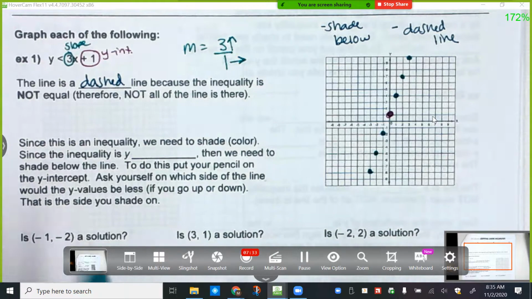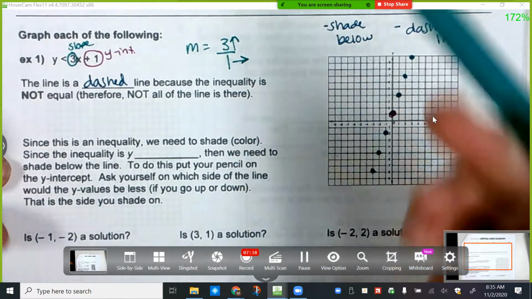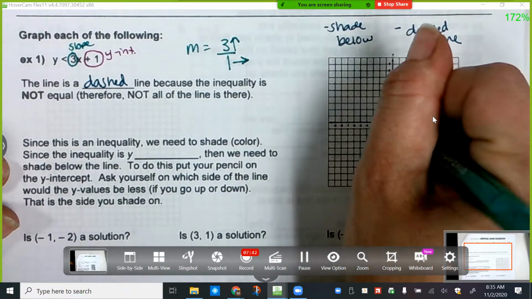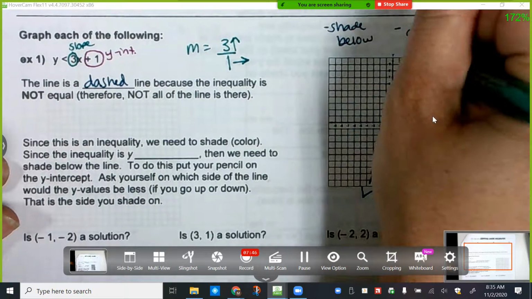So it says, since this is an inequality, we need to shade, color. Okay, first off, let's make our line dashed. I like to just draw a dash through the dots or connect every other dot, or however you do it. I'm happy as long as it's dashed.